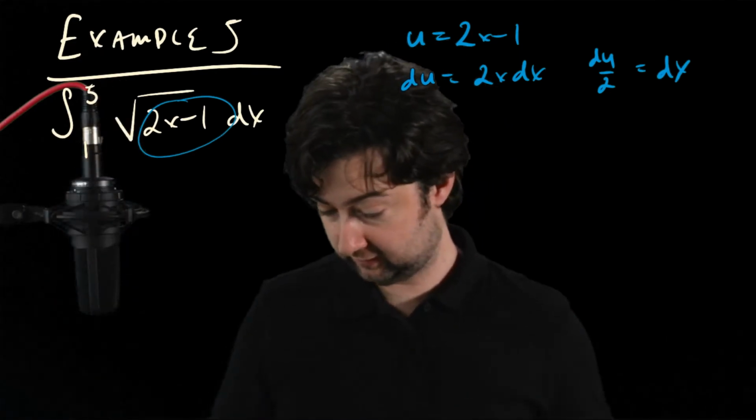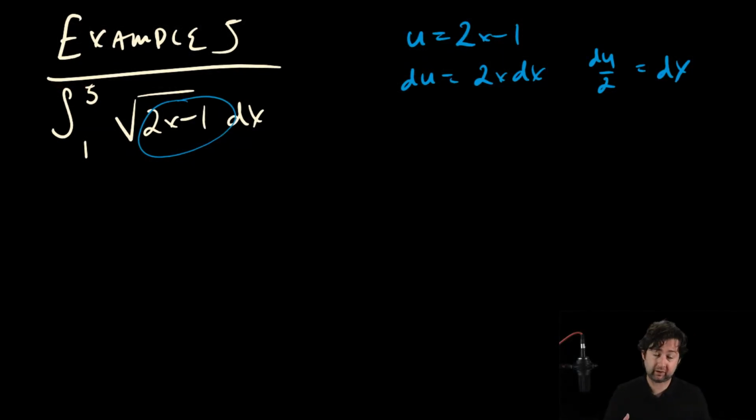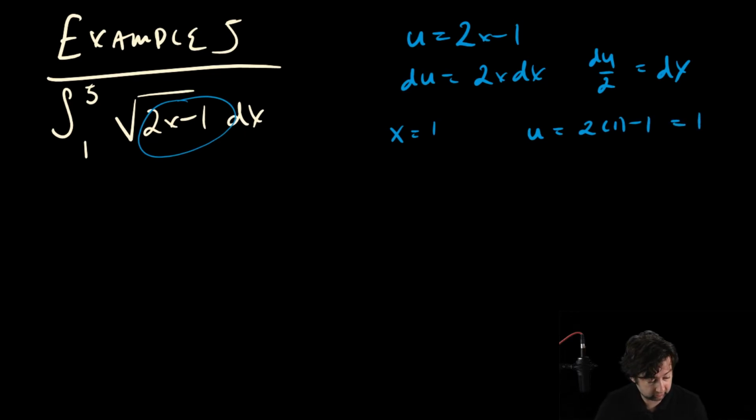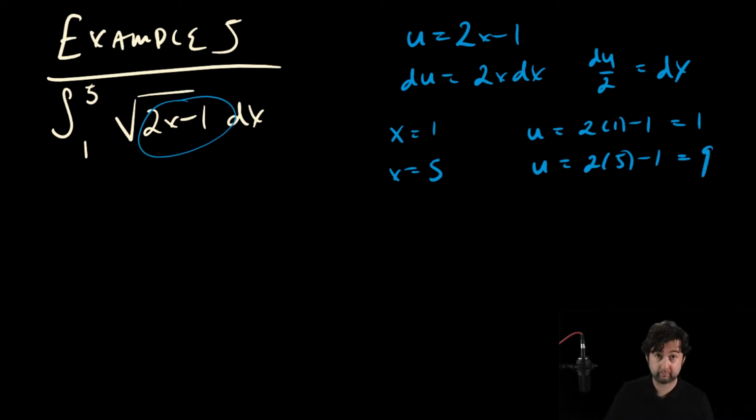And I have one last thing I need to get rid of, which is these values right here, the 1 and the 5. To get rid of the 1 and the 5, I'm going to take those x values and plug them into the expression for u to figure out what the corresponding u values are. So if x is equal to 1, then the u that corresponds to that is 2 times 1 minus 1, which is 1. And if x is equal to 5, then the corresponding u value is 2 times 5 minus 1, which is 9.